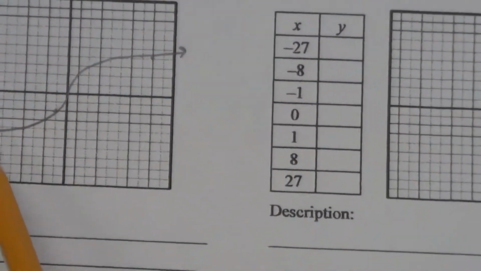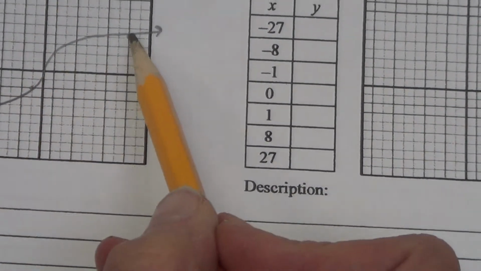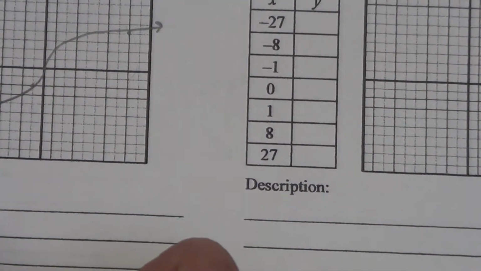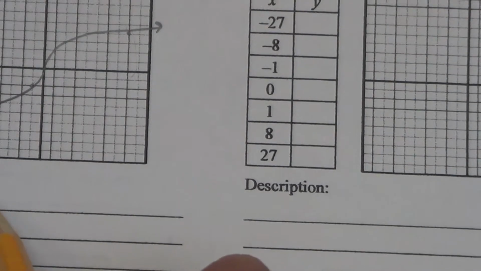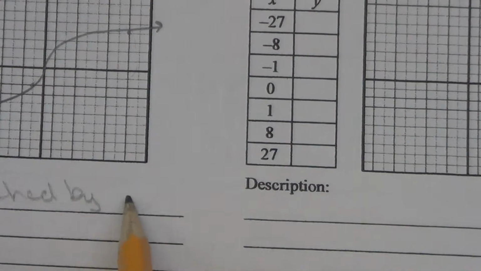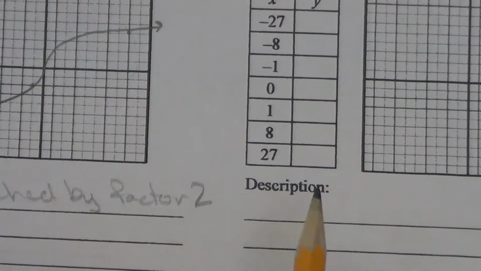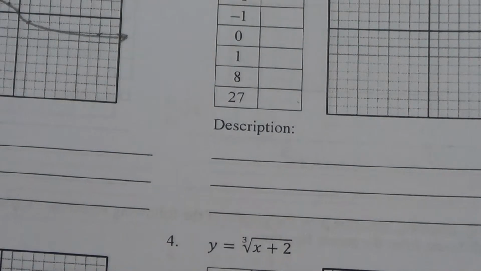The next one, when we multiply by 2, we get those increased values. It causes that distance to stretch. So we say stretched by a factor of 2. Please go ahead and do the following graphs.